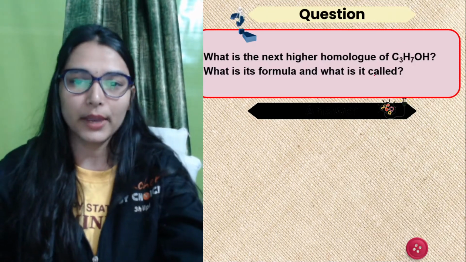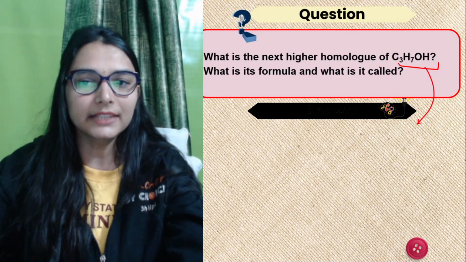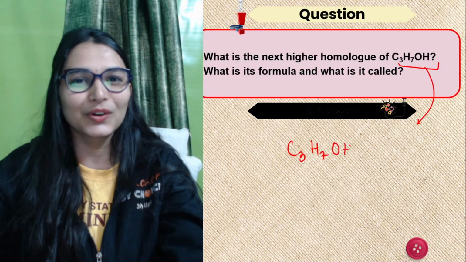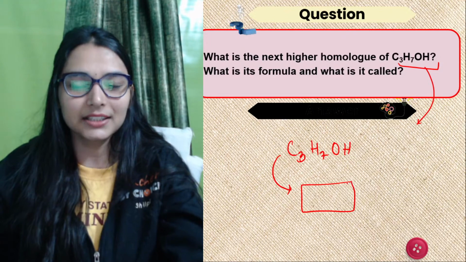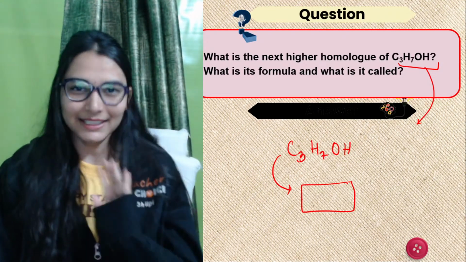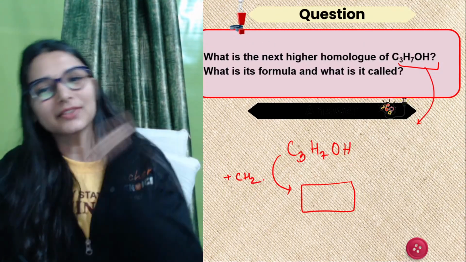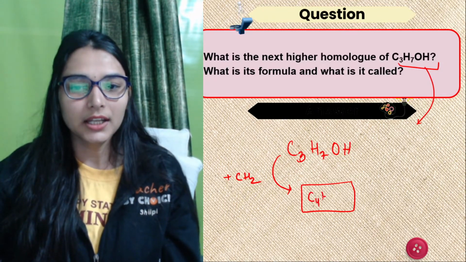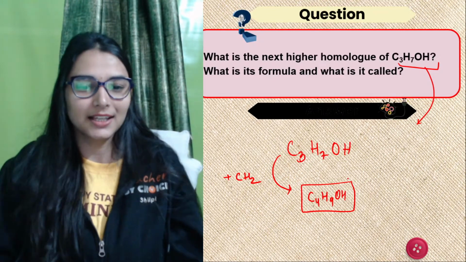Before that, look at a question. What is the next higher homologue of C3H7OH? That's very easy, we can work out the formula. You know that the successive members of a homologous series differ by CH2. So add CH2 to this member and you will get the next higher homologue. What will the formula be? C4H9OH, if I'm not wrong. Tell me in the chat box.